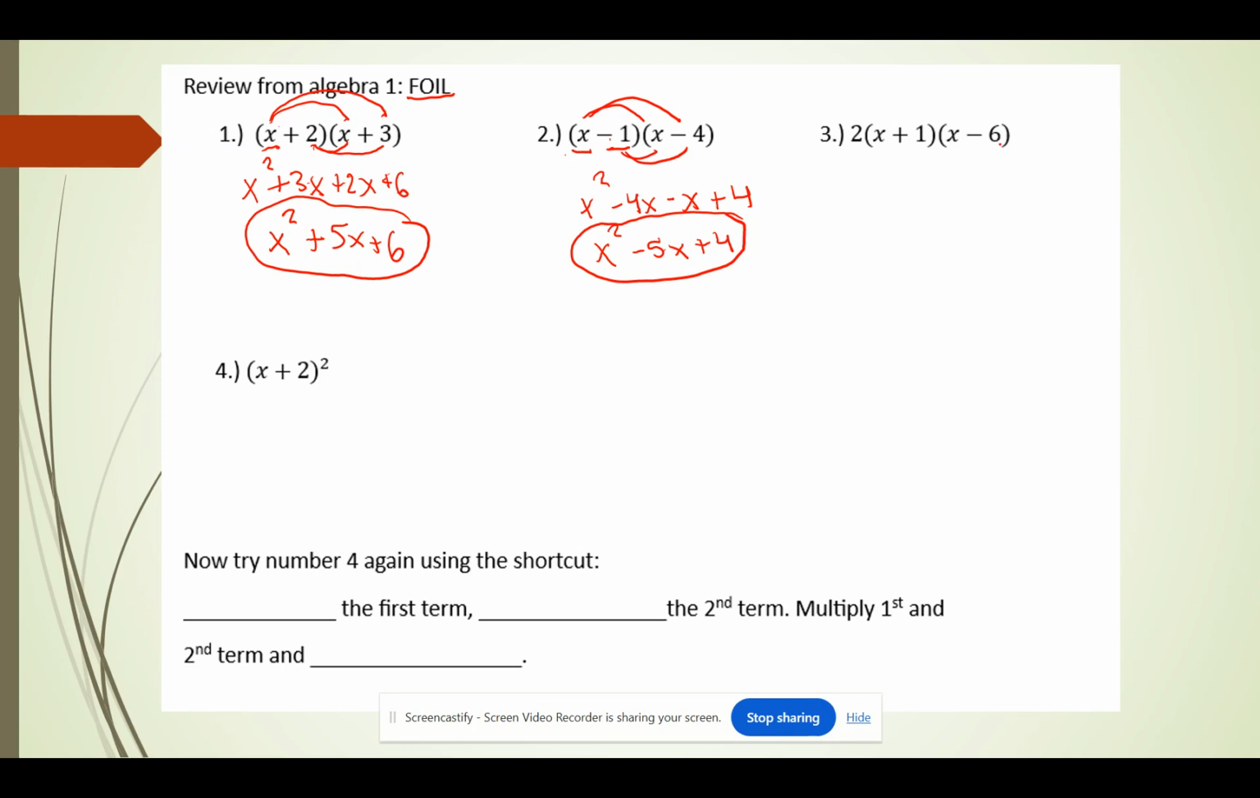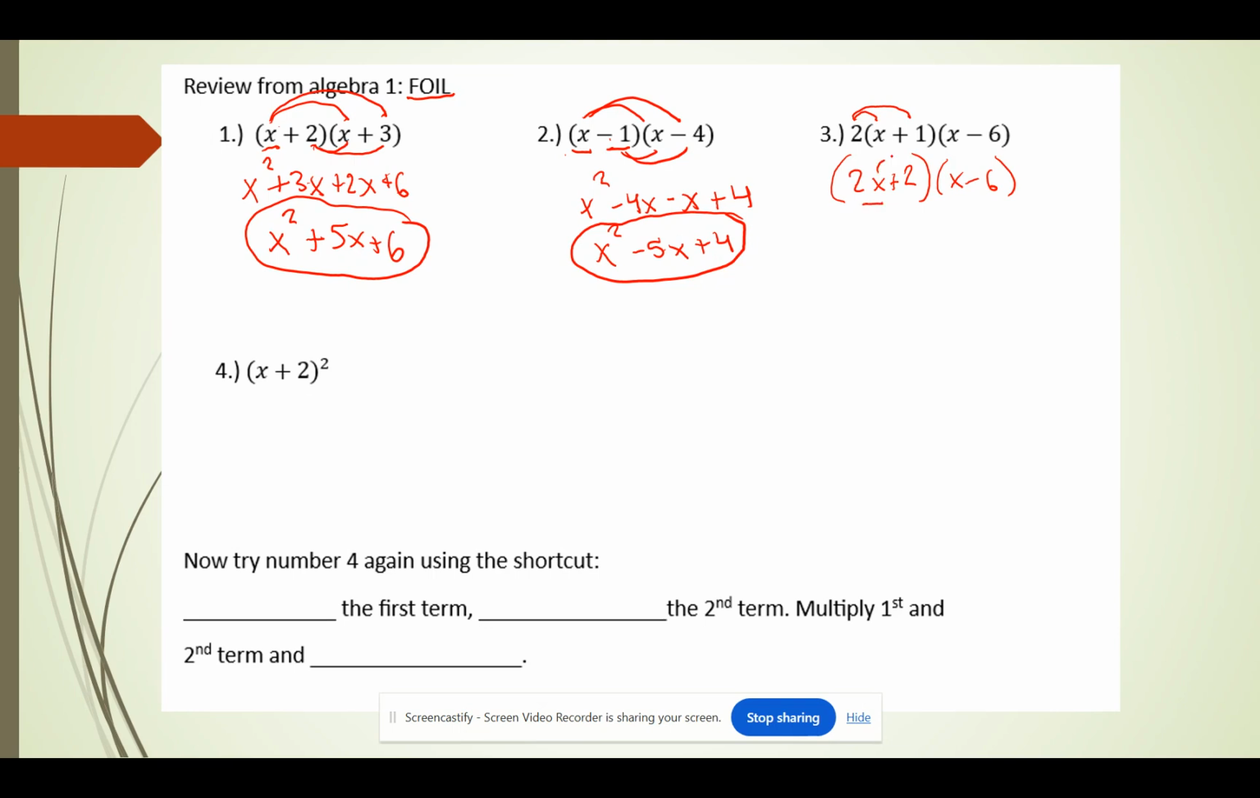You could FOIL this first, but then you'll have to distribute 2 to your answer, or you can distribute 2 to one of your parentheses. Either you can do it to the first one, or you can distribute 2 to the last parenthesis, but you can't do both. So I'm just going to go ahead and distribute the 2 into the first parenthesis. I'll get myself a 2x plus 2. Now, I have not FOILed yet, so I have to put that answer in parentheses. Otherwise, I'm going to forget to FOIL. Right? And then we go ahead and do our thing.